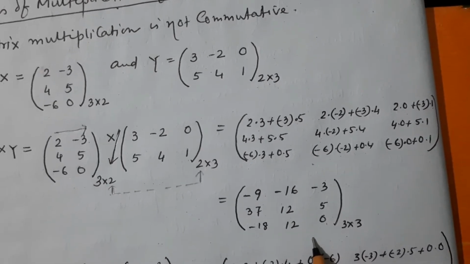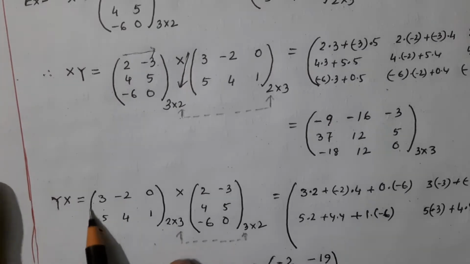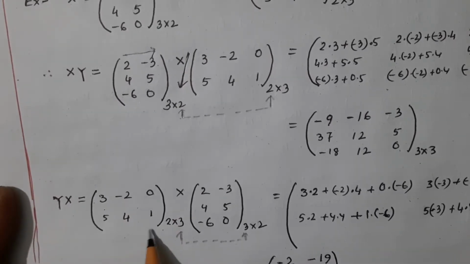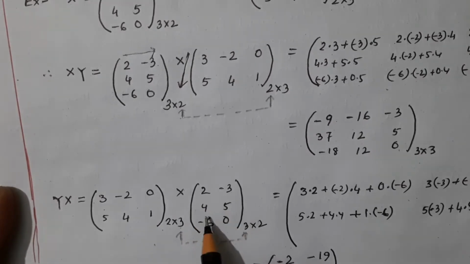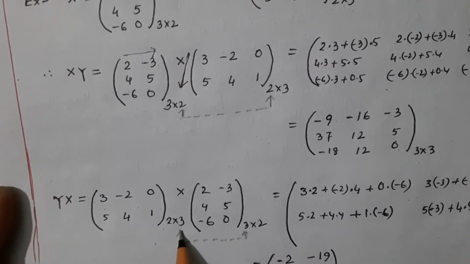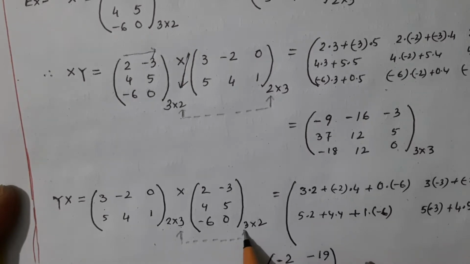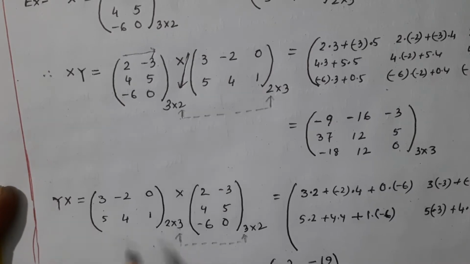Similarly, again we calculate YX. Here, Y is a 2 cross 3 matrix: 3, minus 2, 0, 5, 4, 1. And X is 2, minus 3, 4, 5, minus 6, 0. The number of columns of the first matrix is 3, and the number of rows of the second matrix is 3. So this YX can be evaluated.